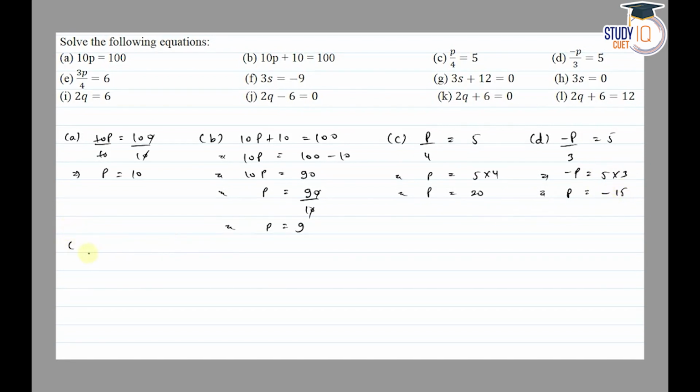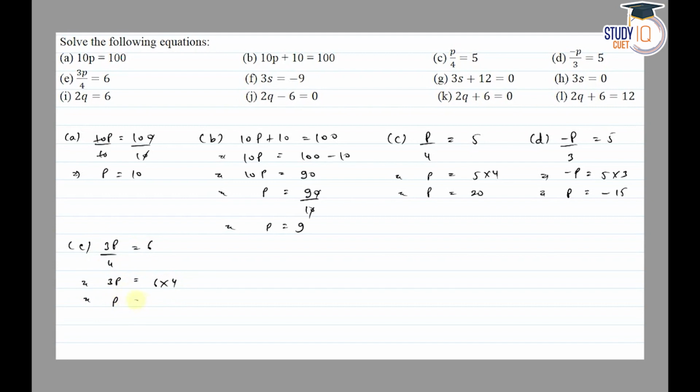Then part E is equal to 3p by 4 is equal to 6. So 3p is equal to 6 into 4. So 4 हमारा इधर shift हो जाएगा.